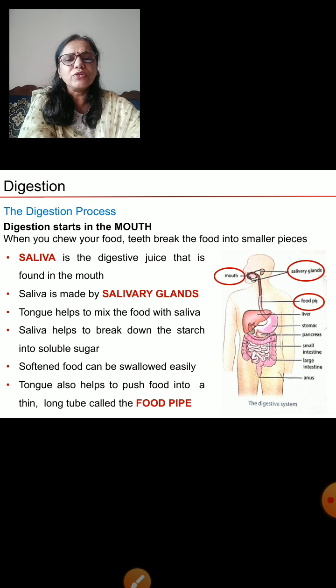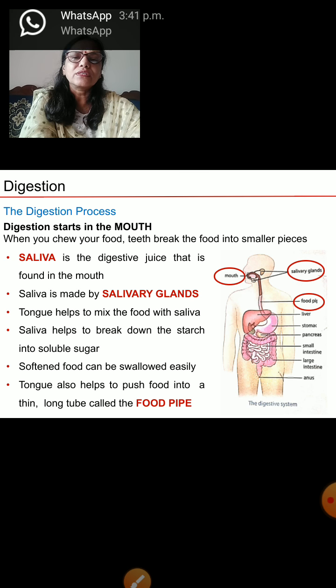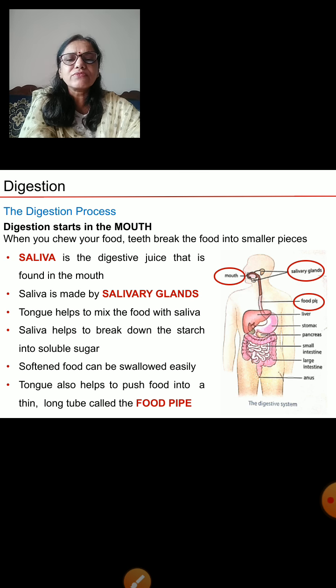First you chew your food and you keep on chewing and the teeth break the food into smaller pieces and it gets mixed with the saliva. Saliva is the digestive juice that is found in the mouth. Saliva is made by salivary glands and the tongue helps to mix the food with the saliva. Saliva helps to break down the starch into soluble sugar.